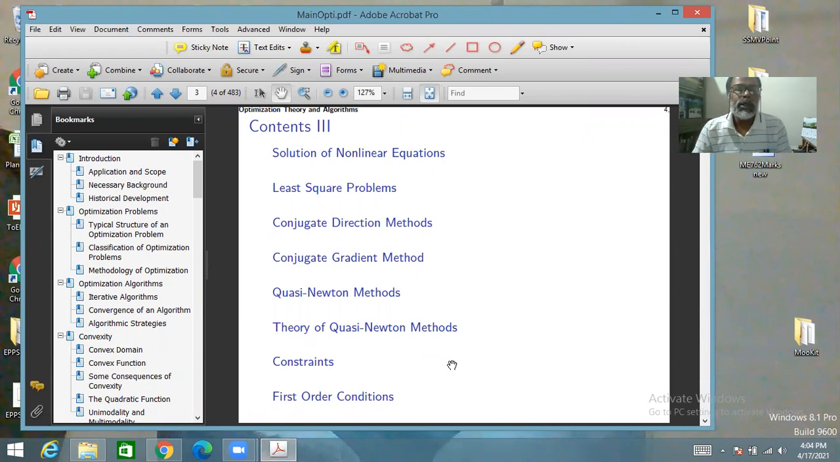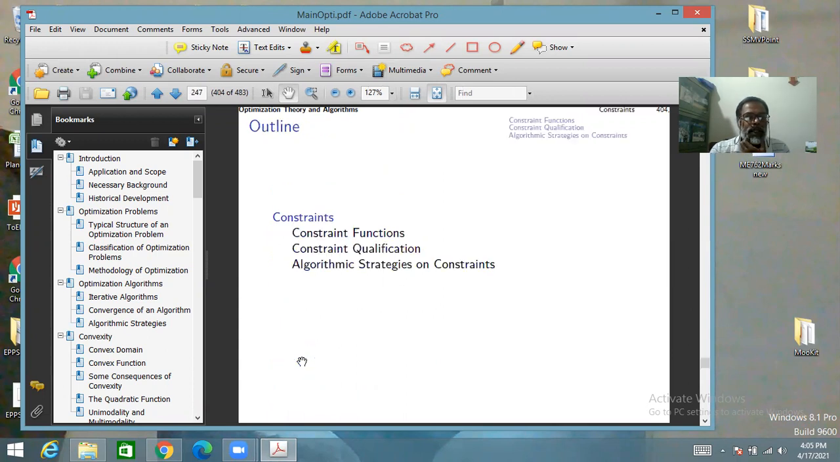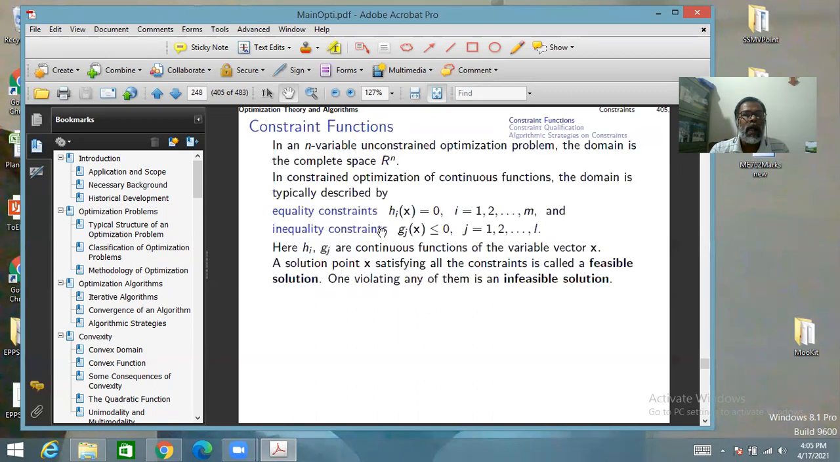So in this lecture, we will start the theory of constraint optimization. And first with the geometry and algebra of constraints. So first we will try to understand constraint functions, how they affect the constraints, and then an important condition called constraint qualification. And then we will talk about algorithmic strategies to handle constraints.